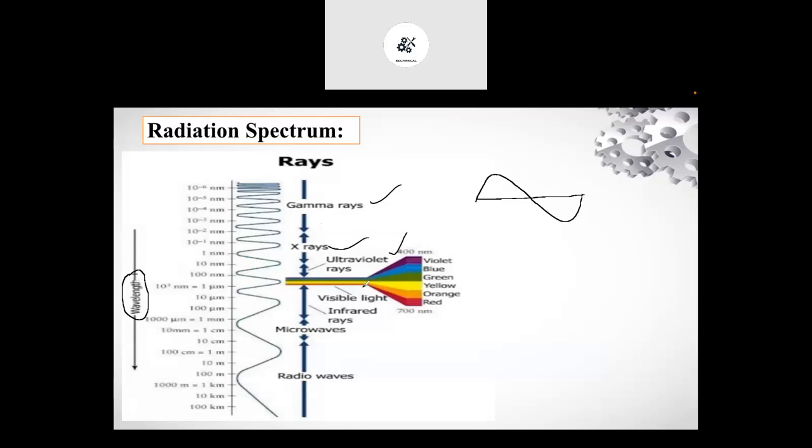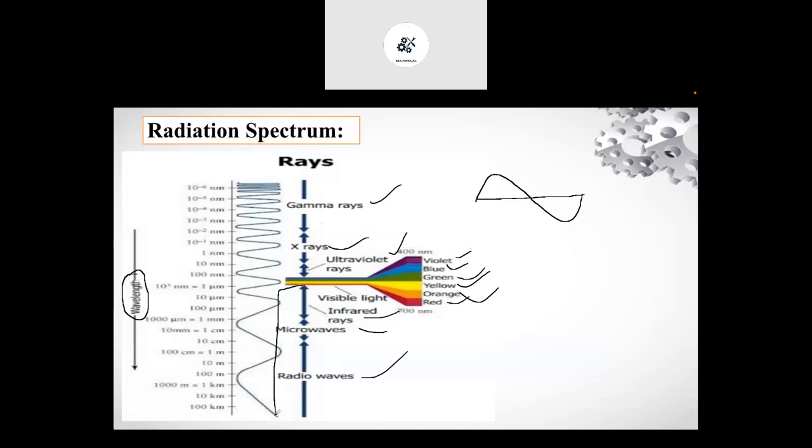Now, after ultraviolet rays and before the infrared rays, you will see there is a visible light band. Whatever light we see with the naked eye is in this particular band. The wavelength of that light is in this band, varying from 100 nanometers to 1 micrometer. Different colors have different wavelengths and different frequencies. The violet will have the minimum wavelength in the visible light band, and the red color will have the maximum wavelength in the visible light band.